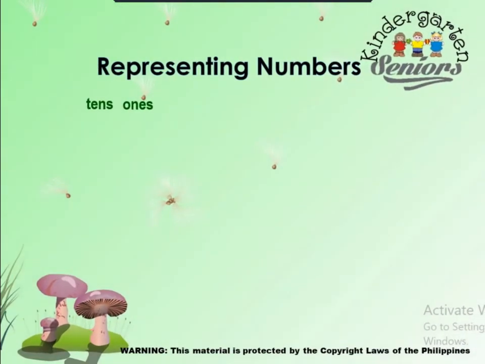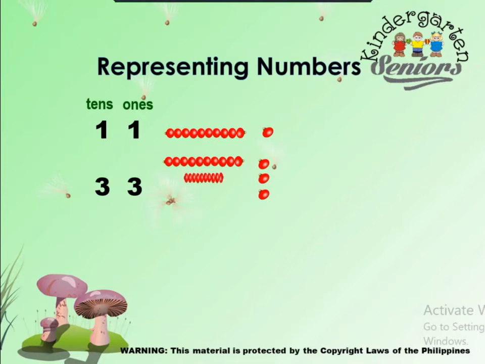So, let us try other numbers with tens and ones. Example, 11. Remember how we represented 11? It is 1 one and 1 ten. Okay, what about 33? It's 1, 2, 3 ones. And how many tens? 10, 20, 30. So 33 has 3 tens and 3 ones.